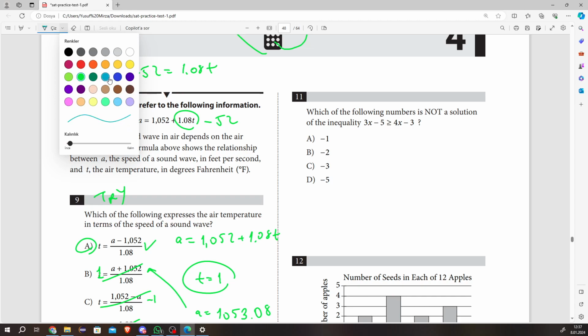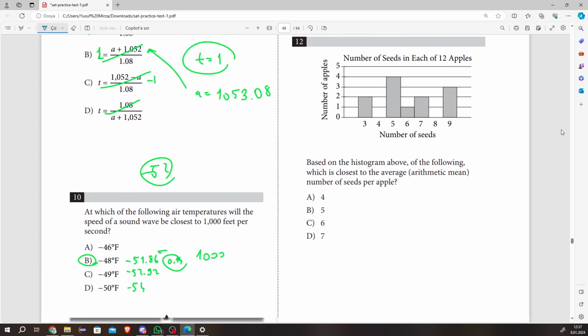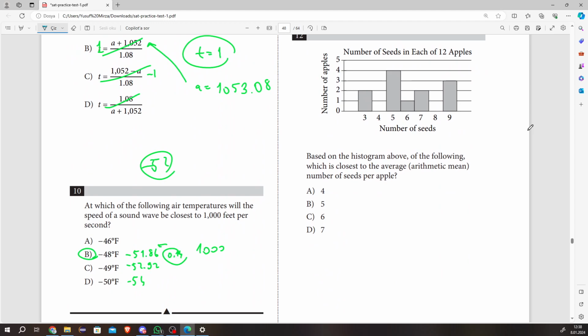Let's move ahead with a different color. Which of the following numbers is not the solution of the inequality? Let's use the try method here easily. Let's put a number. Is it correct? No. Is it correct? Yes. Is it correct? True. And lastly, let's look at it, and also it's true. Yeah, we can simply put the number there.